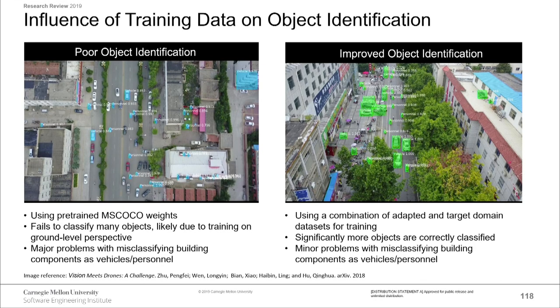So why do we even need to do this? On the left is an example of truly bad object detection. What is labeled as a car in most cases is not a car. Cars are not labeled as cars, and people are not correctly labeled as people. There are almost no correct annotations in that image whatsoever. On the right is where we were able to train it more in our target domain. So cars are now correctly labeled as cars, even though there are still quite a few misclassifications. There are fewer than on the left.